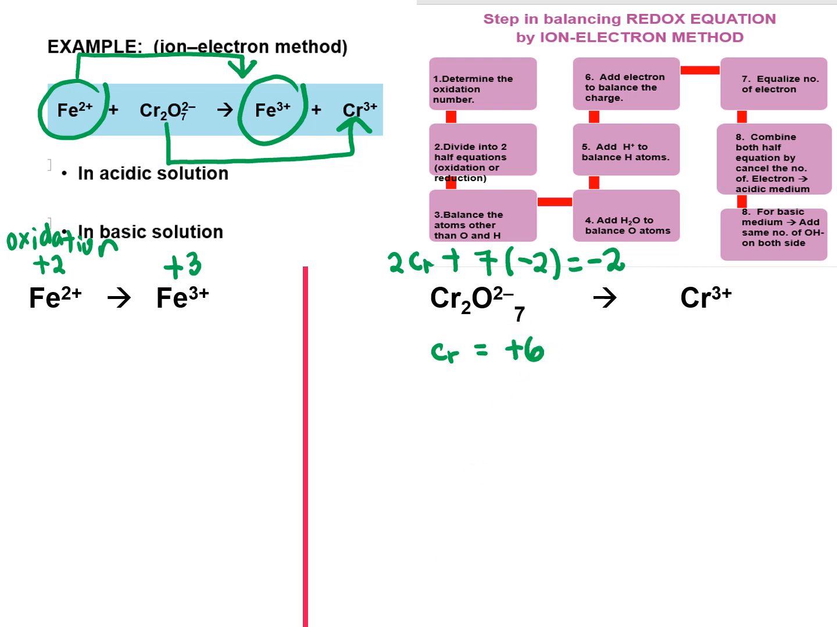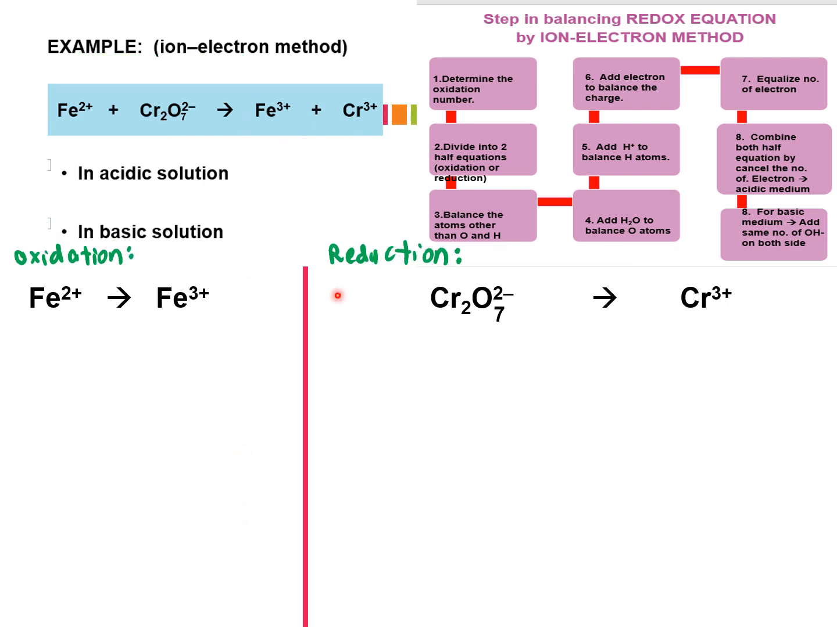So, chromium from positive 6 becomes positive 3, which is a decrease in oxidation number. That's why the second equation refers to the reduction reaction. Okay?